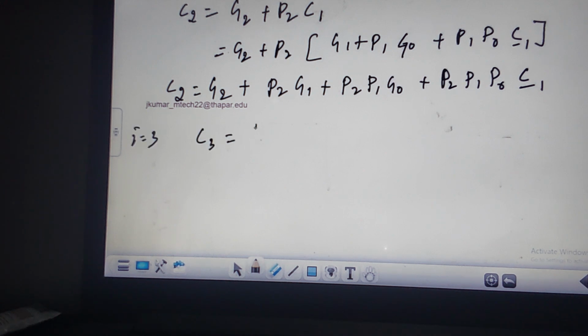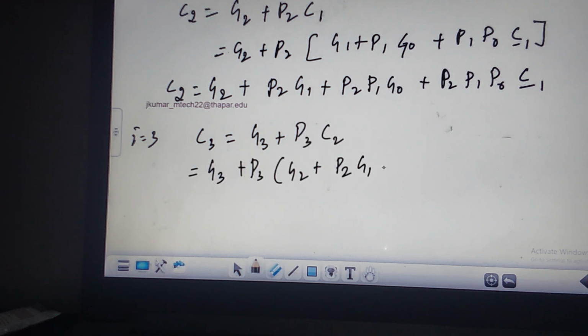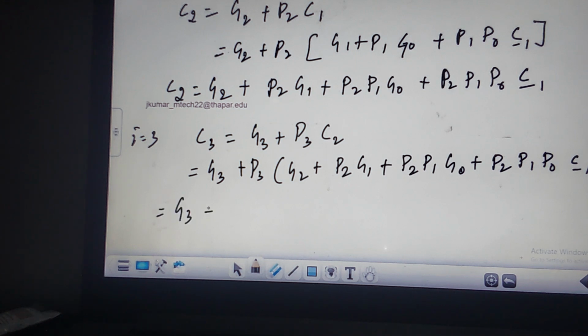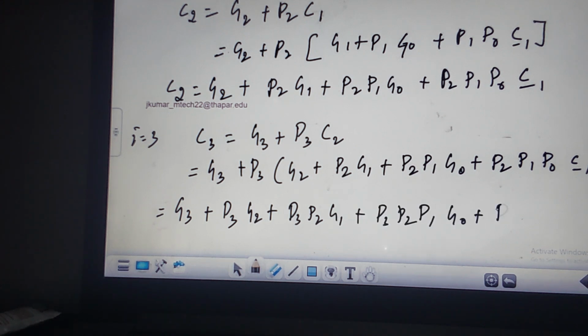C3 is equal to G3 plus P3 into C2. Now substitute the C2 in this equation. C2 is nothing but G2 plus P2 into G1 plus P2 P1 G0 plus P2 P1 P0 into C minus 1. Correct? If I simplify this, what I'm going to get? G3 plus P3 into G2 plus, again P3 into P2 into G1 plus P3 into P2 into P1 into G0 plus P3 P2 P1 P0 into C minus 1. Correct?